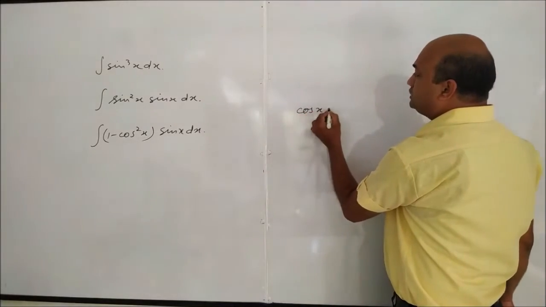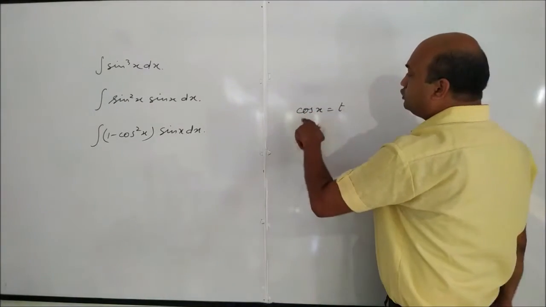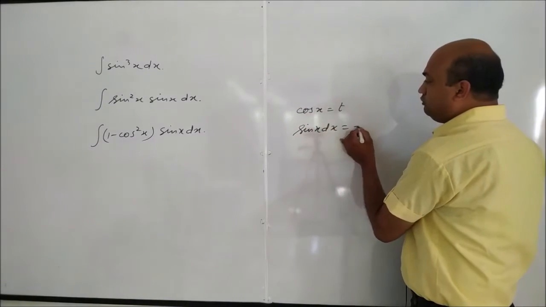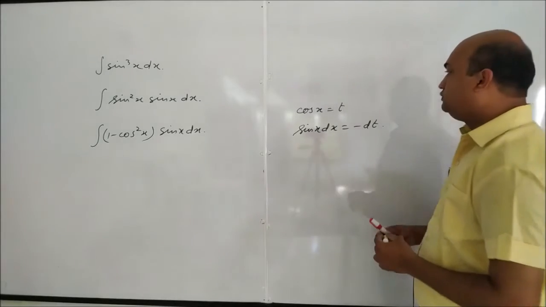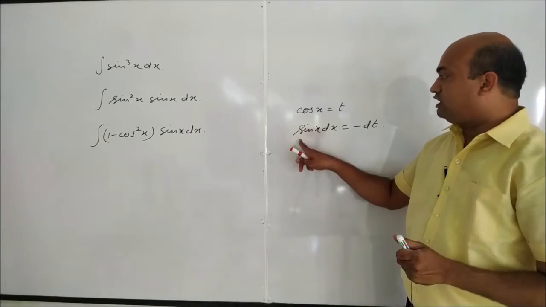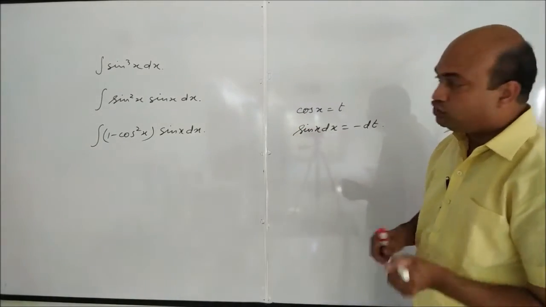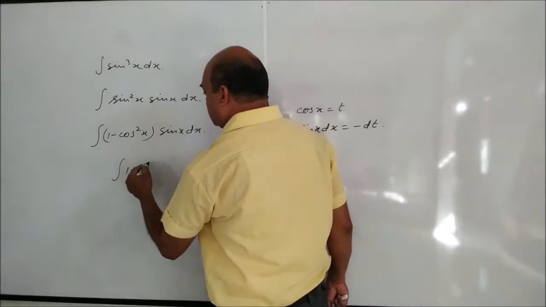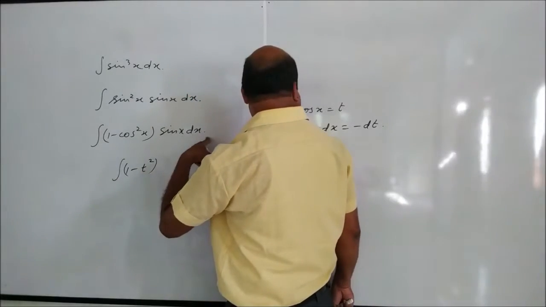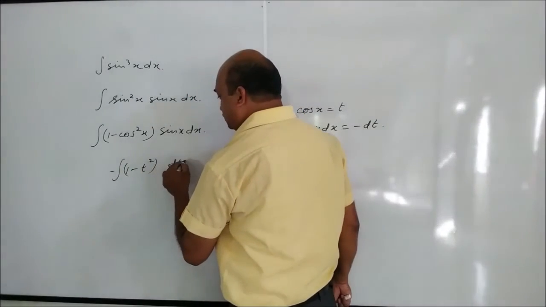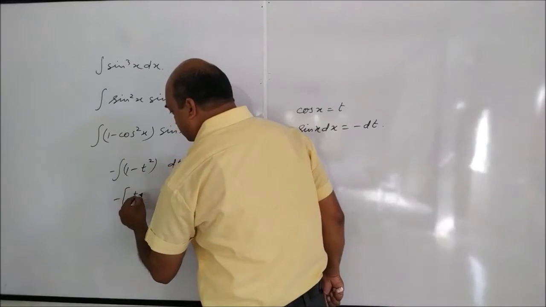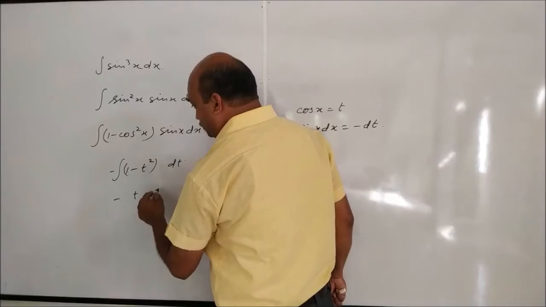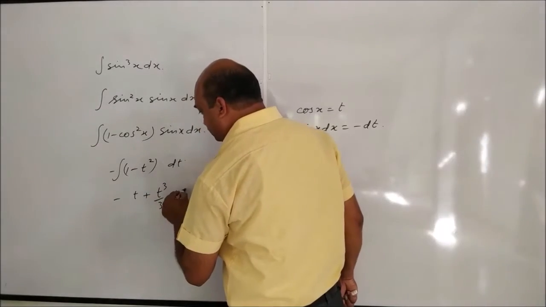Now we put cos x as t. Then sin x dx we will get as minus dt, because differentiation of cos x is minus sin x, so that minus we shift here. So it is integration of (1 minus t square) and sin x dx will be minus dt. It is minus t plus t cube by 3 plus c.